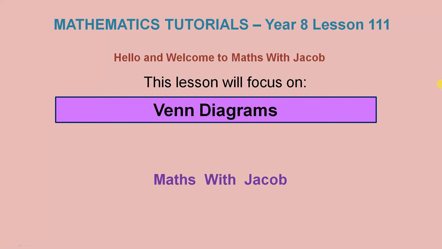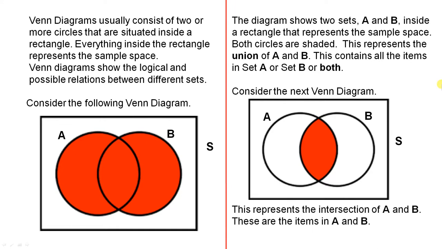This lesson will focus on Venn diagrams. Venn diagrams usually consist of two or more circles that are situated inside a rectangle. Everything inside the rectangle represents the sample space. Venn diagrams show the logical and possible relations between different sets.